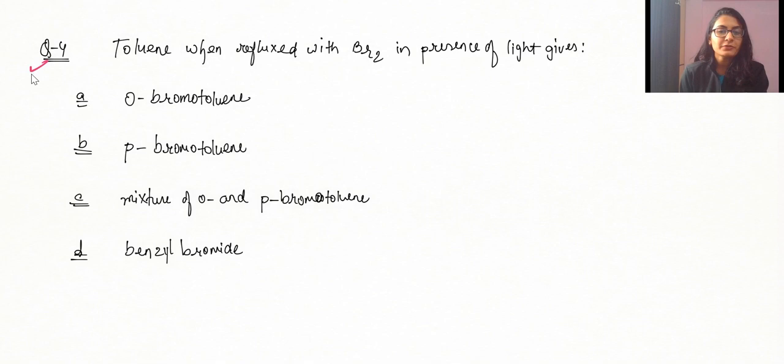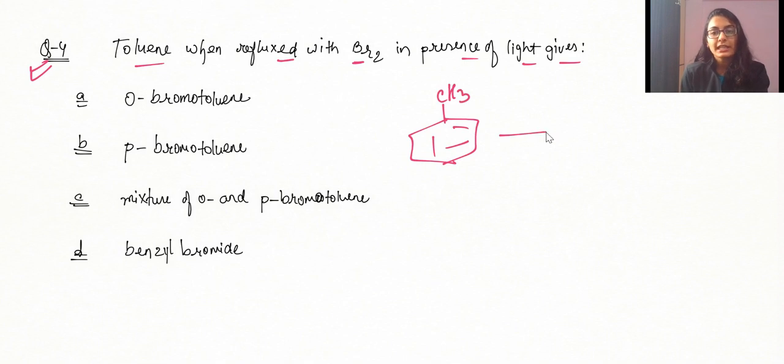Alright, so question number 4 is: toluene when refluxed with bromine in the presence of light gives. Okay, it's a very easy question, guys. What will be the reaction of toluene in the presence of light with bromine? It's a really easy question. If you have already studied the reactions of toluene, or basically it's a question from CBSE class 11, 12.